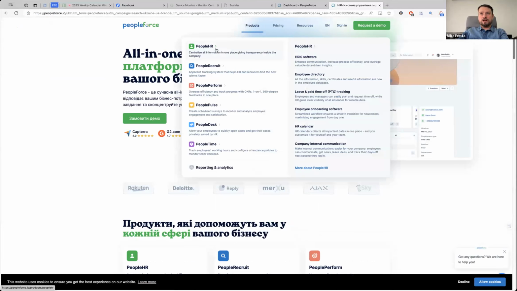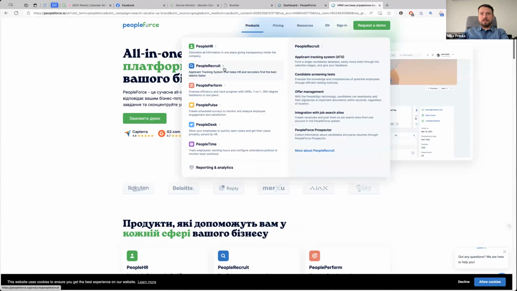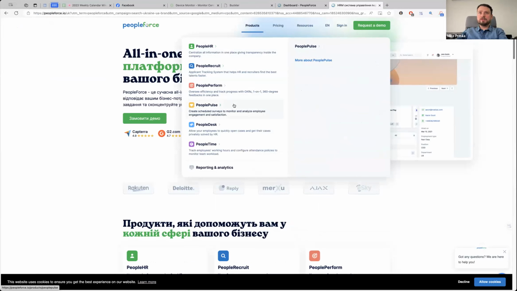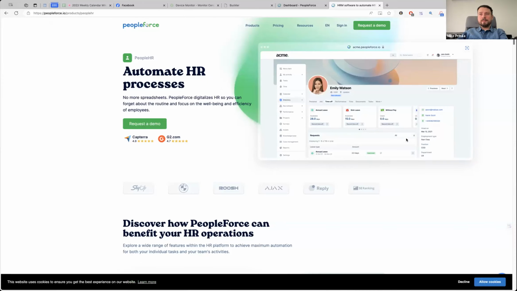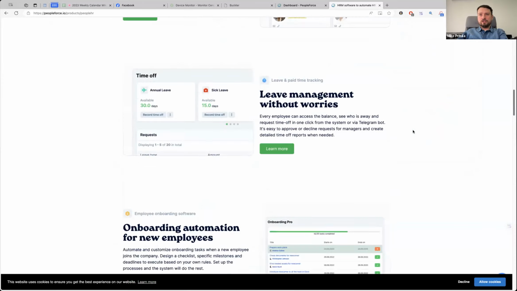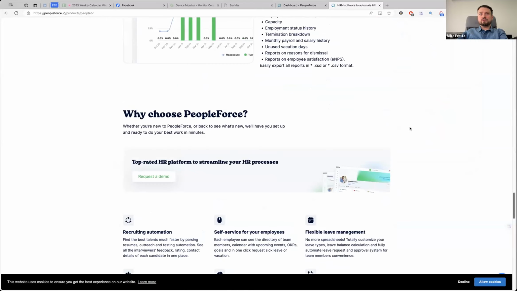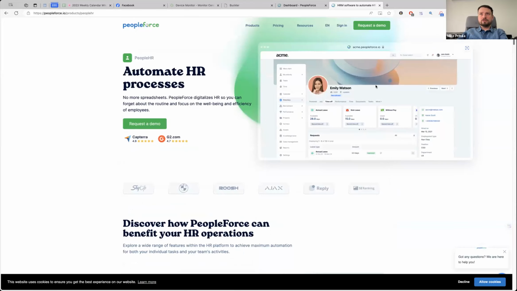They have People HR as a core HR system. Then they have People Recruit as ATS, People Perform as performance management, People Pulse as engagement management, People Desk as ticketing system, and People Time for managing time, and also reporting analytics. We will be talking about People HR today, and we will see some basic features to understand what we could expect from HR automation.